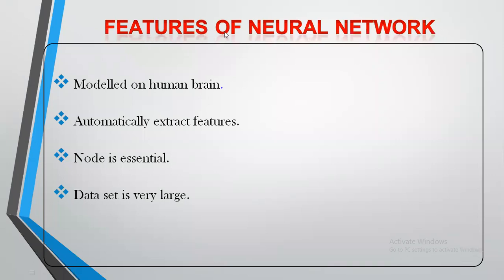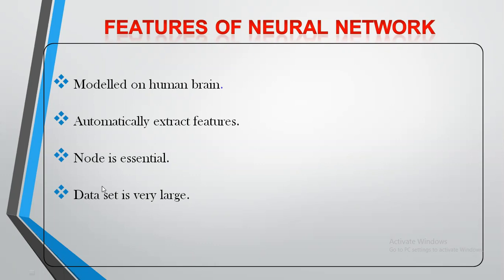Let's discuss the features of neural network. The first feature is that we are using the human brain. To develop the artificial neural network, they took the human brain as a model. And second, a human brain extracts information by cells. In the same way, the artificial neural network also extracts the information without the help of the programmer.